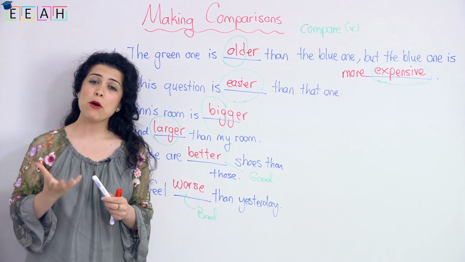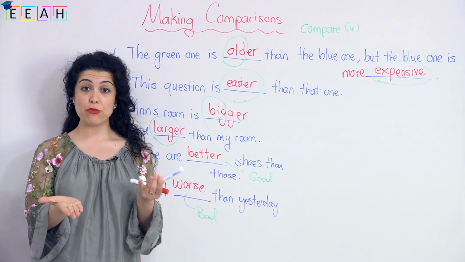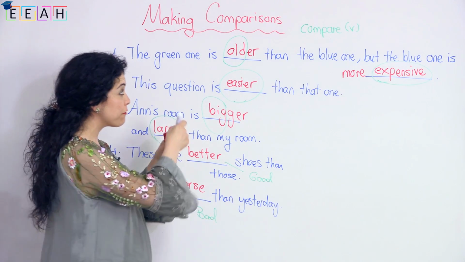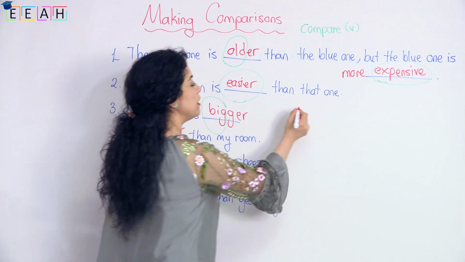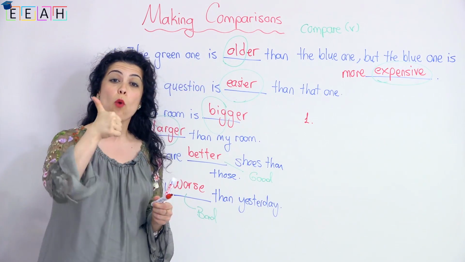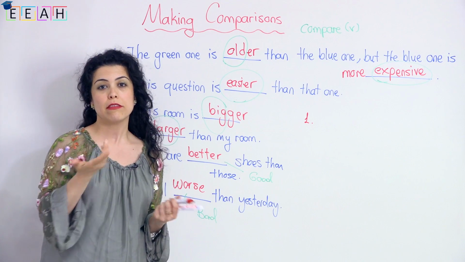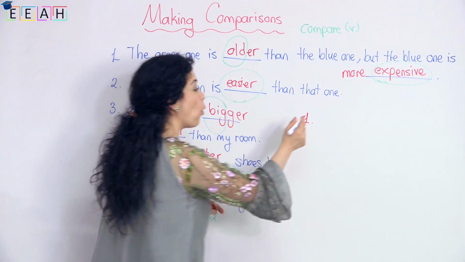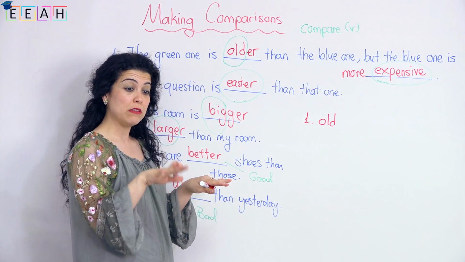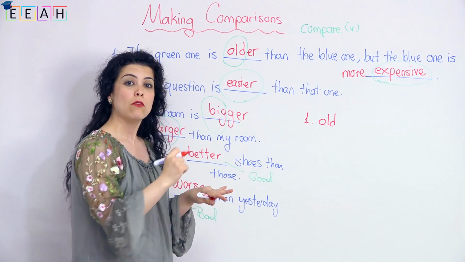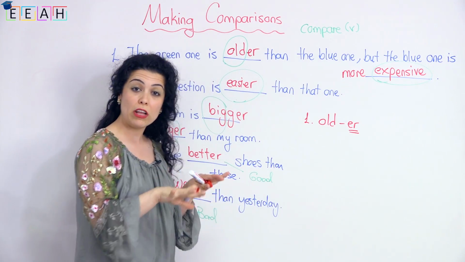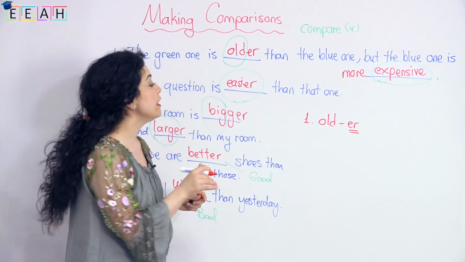Now, let's come up with a rule. When you're comparing two things, what do we do? Look at the adjectives. We work on the adjectives. So the first adjective, what happened to it? The first rule we need to keep in mind is that if we have a one-syllable adjective, that means a short adjective like old, okay? You're talking about two items. This is old, but this one is older. Yes, so you add an ER to tell the difference, older, okay?